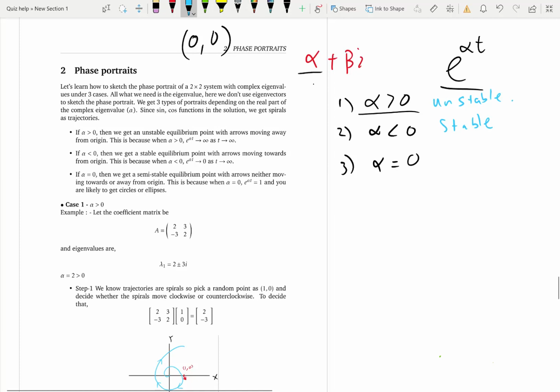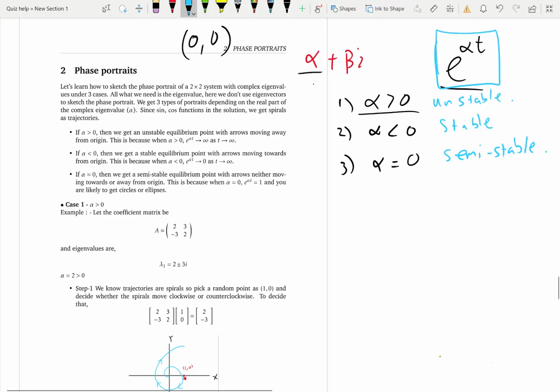They will approach 0. So it is a stable equilibrium point. Now when alpha is equal to 0, that means you do not have an exponential term, right? So e to the 0t is 1, so you only have trigonometric terms in your general solution. You have sine beta t, cosine beta t terms. So what happens then? The arrows neither approach the equilibrium point nor move away. Okay, so it's semi-stable, but how do I convince you of that?